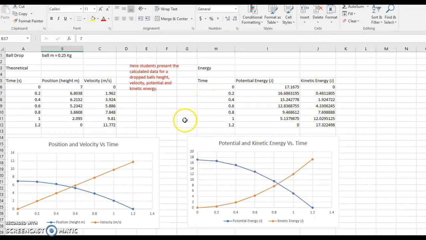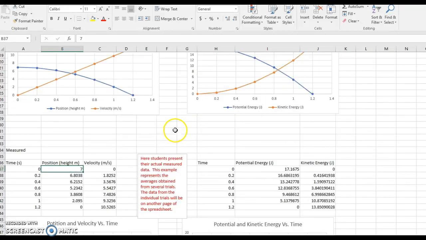And then one thing they're going to do is make graphs of that, and you can see that right here, where you have position and height versus time, velocity versus time, and then over here, potential and kinetic energy versus time. And they'll be able to see, once they have the graph in front of them, just how potential and kinetic energy change over time, and how one replaces the other, but the total energy always stays the same.